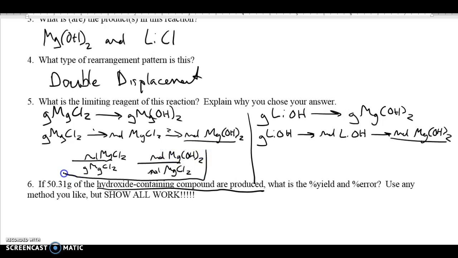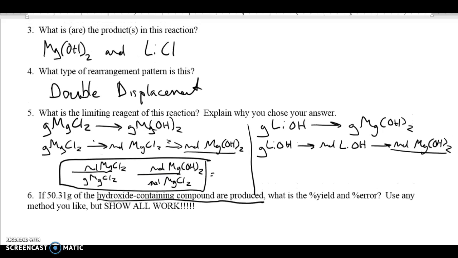There's my tool. I put numbers in, and then I'll be able to use it. I know the mole-mole ratio is an easy one here. I take that from the balanced chemical reaction.